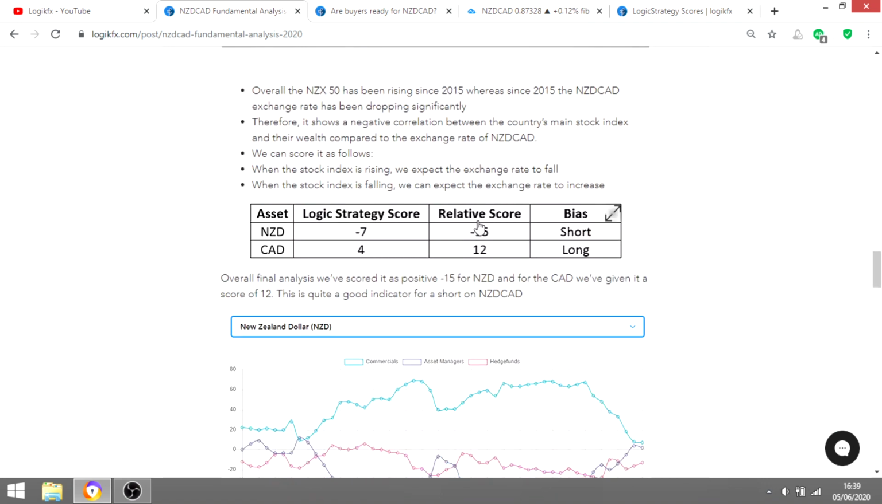And overall we scored it at -15 for the relative score and a +12 for Canada. And obviously the net score is like -22 and +16 for NZD CAD, which is a good short bias overall for the NZD CAD exchange rate.